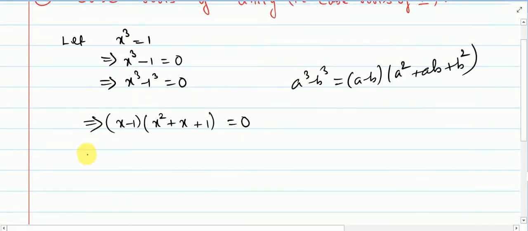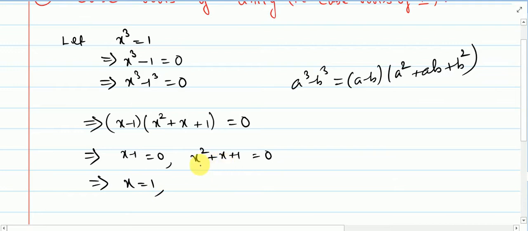So this implies that either this is 0 or this is 0. So x minus 1 equal to 0, and we have this also. So x equal to 1. So you got x equal to 1. So one root is found. Now the remaining two roots will be found using this.